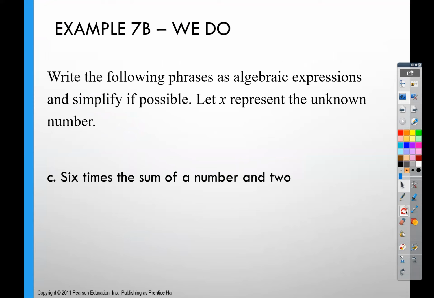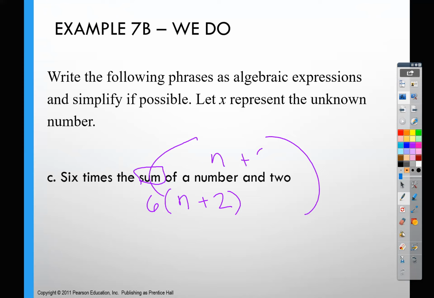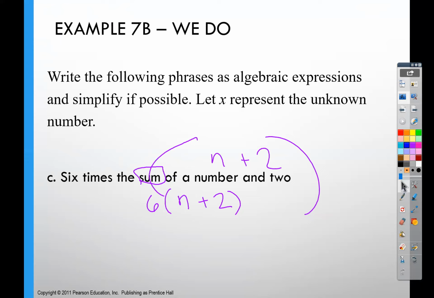All right. Write the following phrases as algebraic expressions and simplify if possible. Okay, so we're at 6 times the sum of a number and 2. Anytime, well, not anytime, most of the time you see the word sum or difference, you're going to be talking about parentheses. So 6 times the whole sum of a number and 2. That's how we would write it. And of course, any variable can be used. Oh, it says let x represent, whoops. So I would let x, yeah.